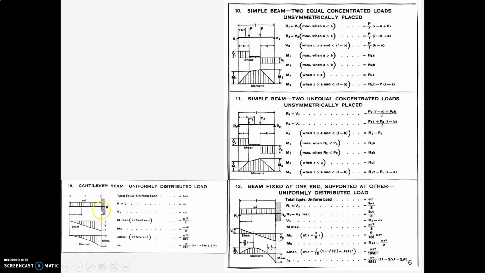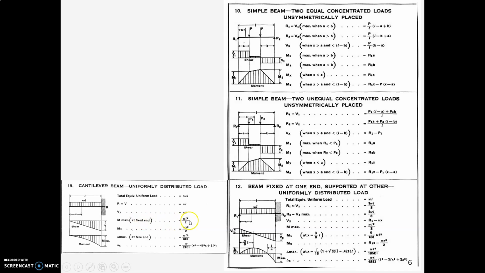And below that load diagram is a picture of what shape your shear diagram will be. Notice it's slopey all the way down. And below that is a picture of what shape the moment diagram will be. The shear was slopey, so the moment is curvy.